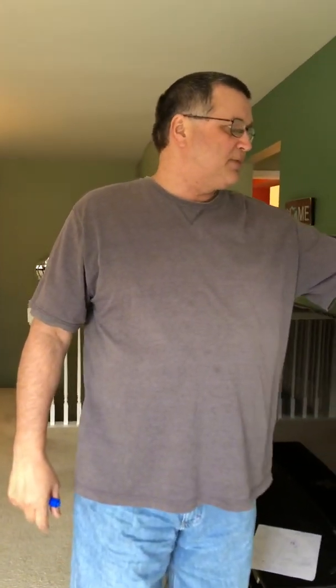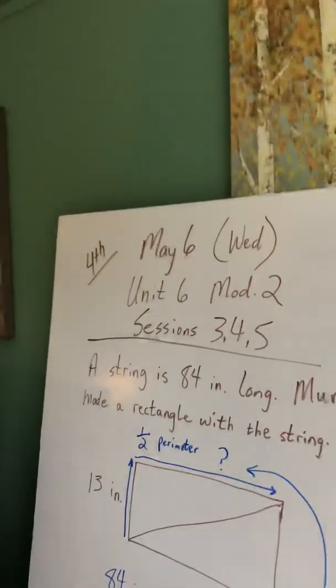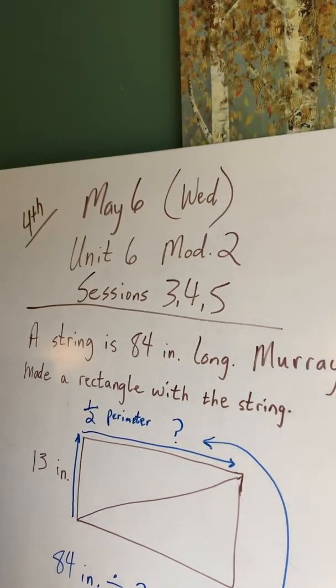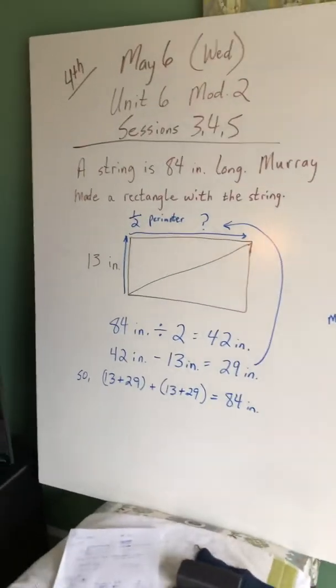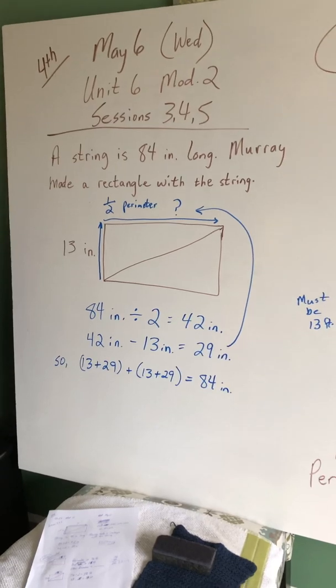Today is Wednesday, April 29th, but as always, this video is for you for Wednesday, May 6th. So a week from today, you'll be watching this video. And we are doing Unit 6, Module 2, Sessions 3, 4, and 5 right now, okay? So this is another kind of area perimeter day, all right?